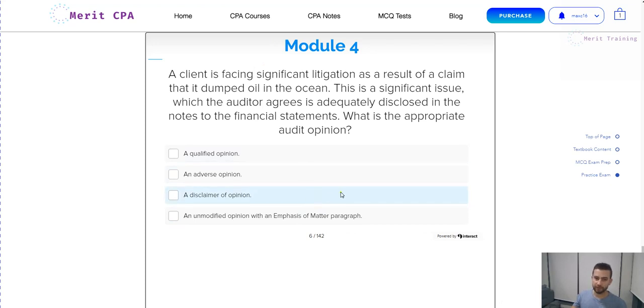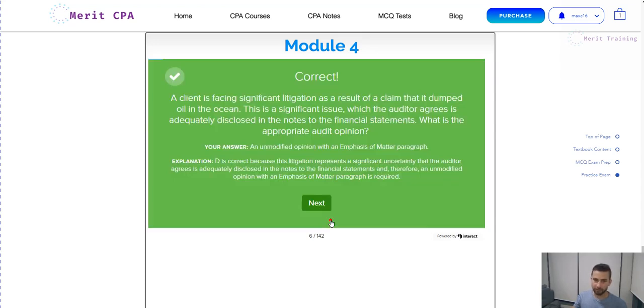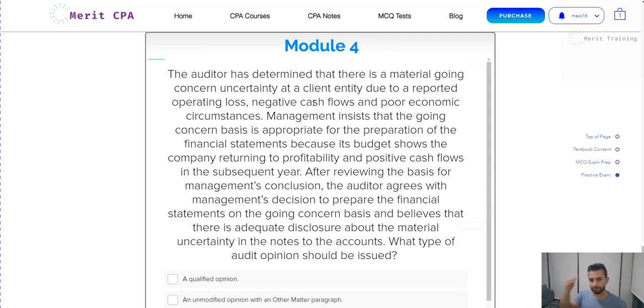But the reason there is an emphasis of matter is just because there's very significant, very material litigation or contingent liability, and we need to flag that in our emphasis of matter paragraph. So clearly D is the correct answer.